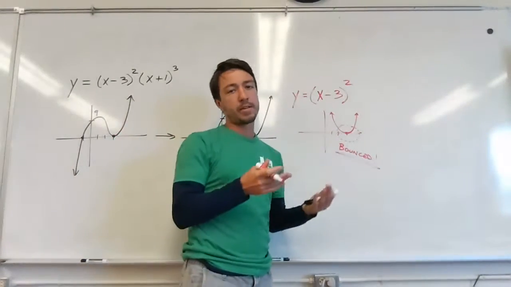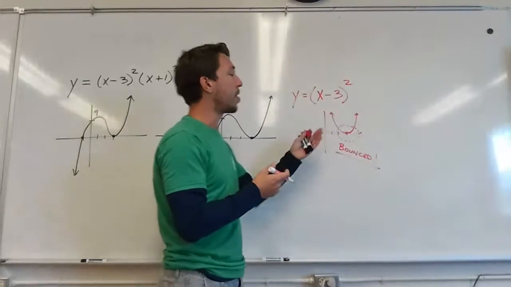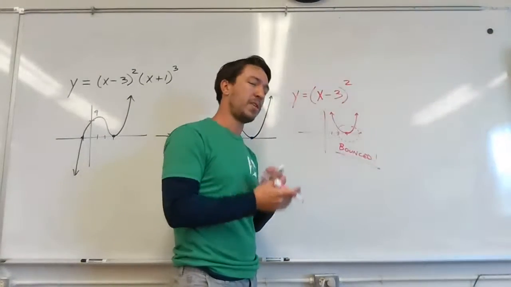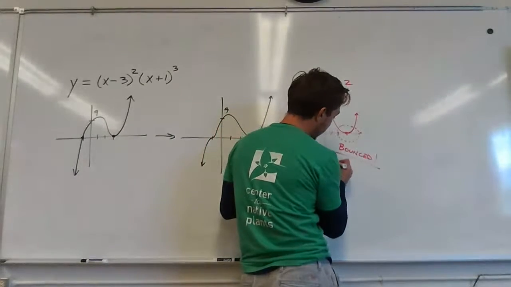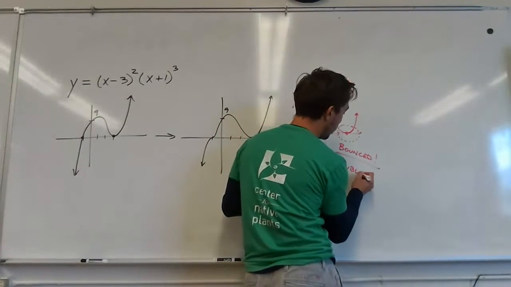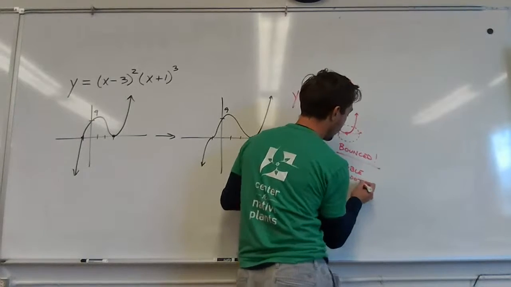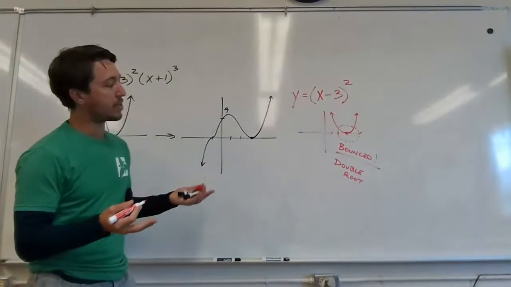If you want to be all technical, you can say it had a 0 with a multiplicity of 2. We don't need to be all technical like that. We can say it bounced, or I do like to say something like a double root. Okay. Now, so what causes that?